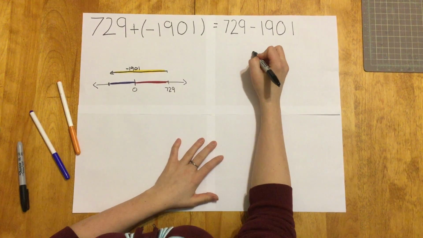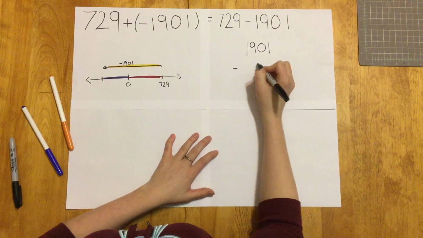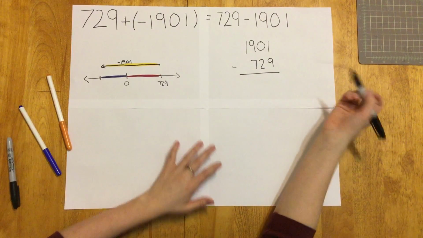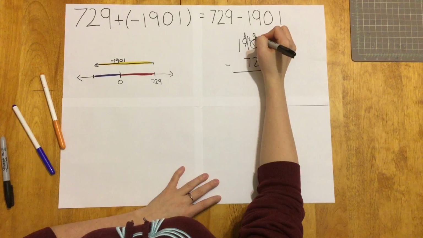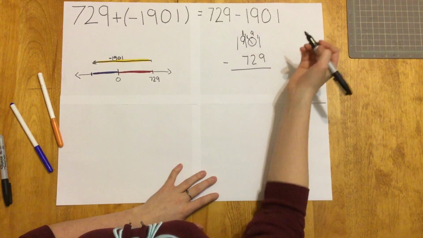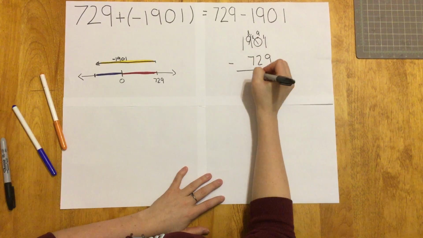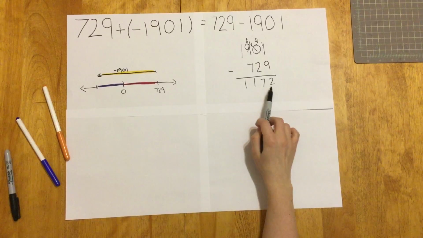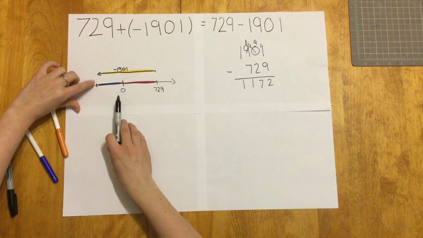On the side here, we go 1,901 subtract 729. So find out the difference. So we get 1,172. But we can see on our number line that it's on the left side of the zero, so it's a negative.